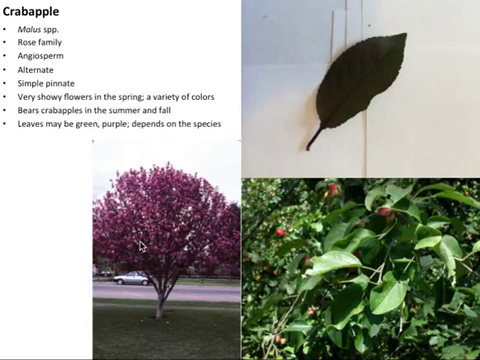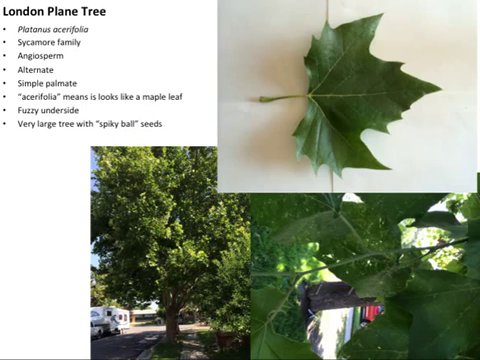They can be in a variety of colors. This one's bright pink. I've seen white. I've seen light pink. It does bear crab apples in the summer and fall, and some people actually harvest them and make jam out of them. And leaves may be green or purple depending on the species. It's generally a very small tree, but very showy in the spring.